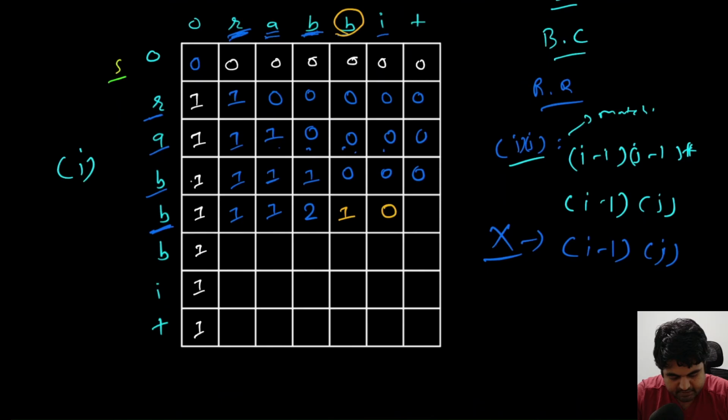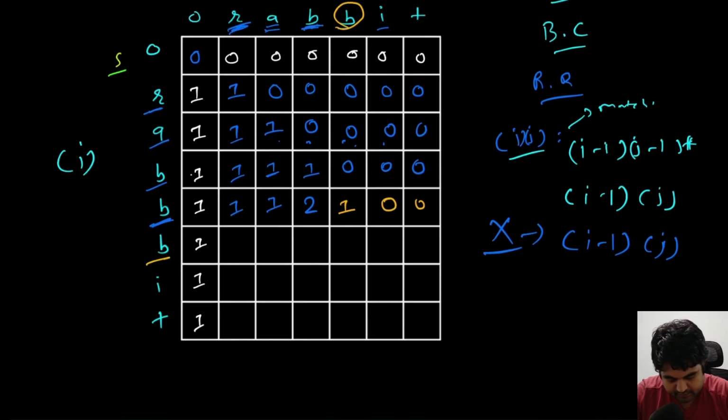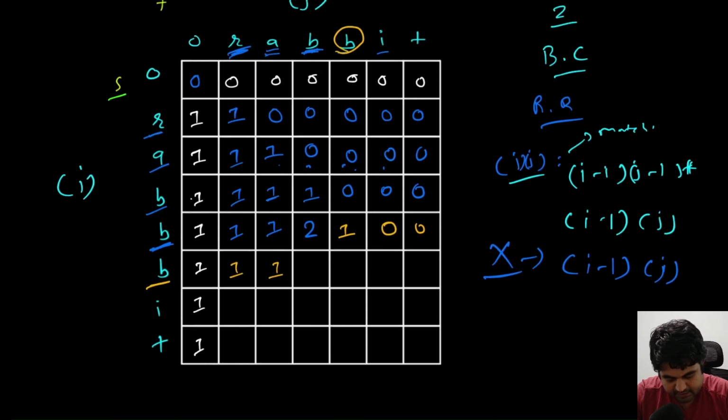These are going to be 0 0 as it is. Now for this third B, once again this is going to be 1, this is going to be 1. There is a match with this B, so because there is a match, I'm going to do sum of previous two elements, so this is going to be 3. Once again for the subsequent B, there is the sum, so this is going to be 3.